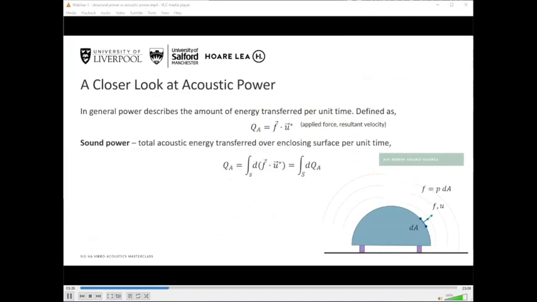Now, suppose we have some vibrating machinery that radiates noise. The sound power of this source is the total acoustic energy transferred over an enclosing surface per unit time. Now, we can express this total acoustic power as the integral over the surface of the machine, where F represents the force that the machine imparts on the air, and U is the particle velocity of the air. Now, this is equivalent to finding the power radiated by each small section of the source and then adding them together.